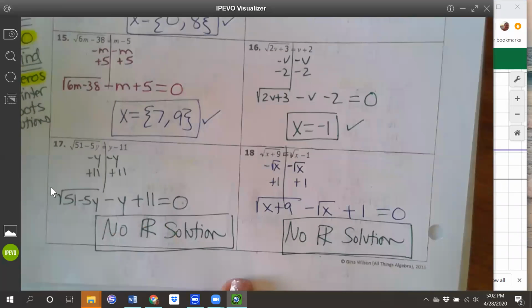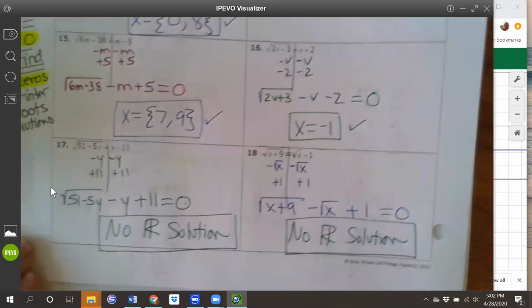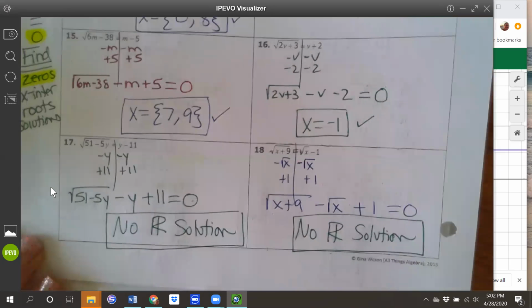So use your tools as they benefit you. Use the calculator, use Desmos, use your brain, and do things by hand. Find the most efficient way depending on the problems that you are given. I believe that the next lesson is our last lesson in radicals. Yay, see you soon.